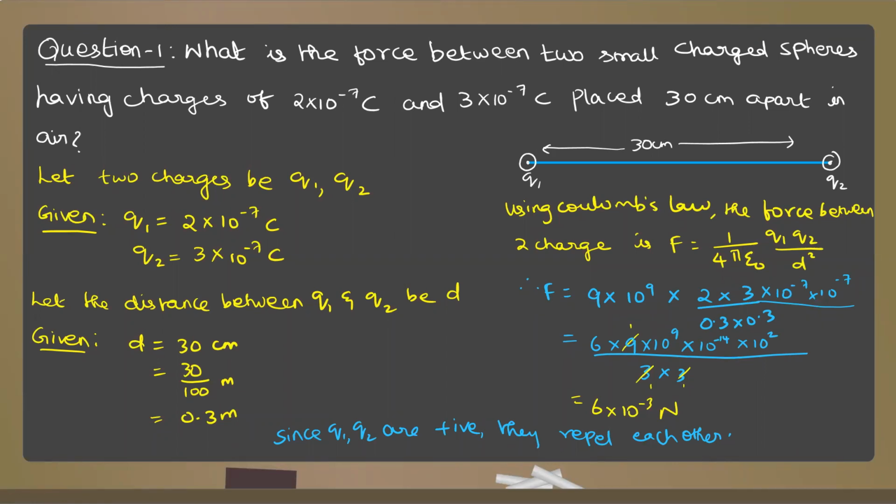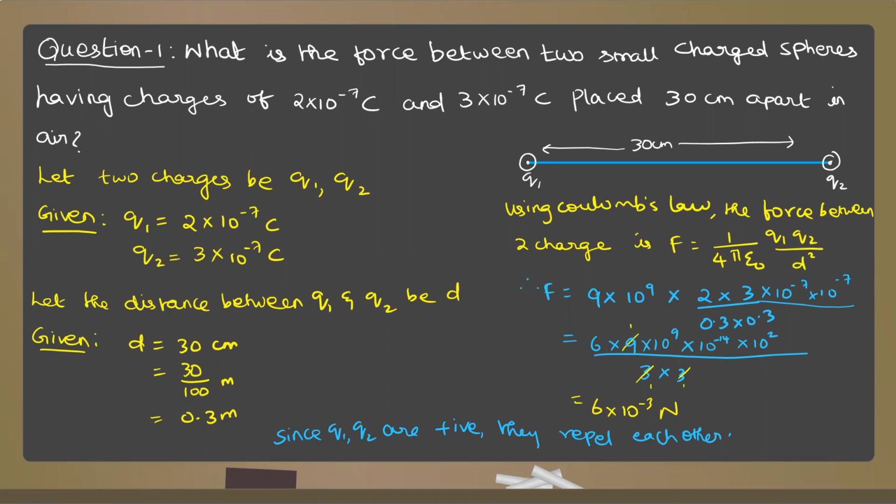Try to convert into meters, that is dividing by 100. We'll get either 3 by 10 or 0.3. That's up to your convenience. So now we need to find the force between them. So we have Coulomb's law. We can find force using Coulomb's law.